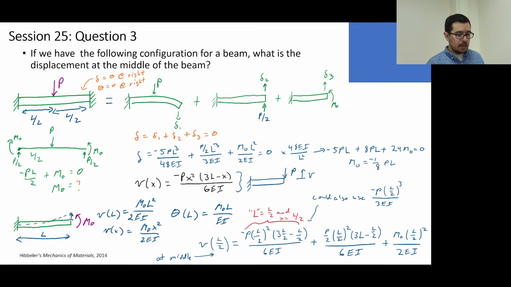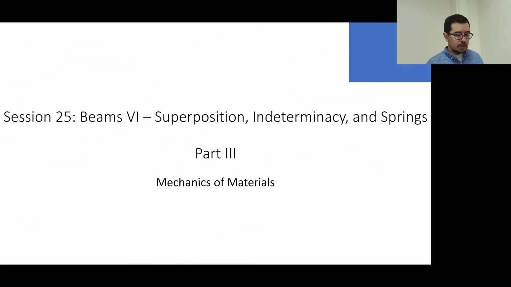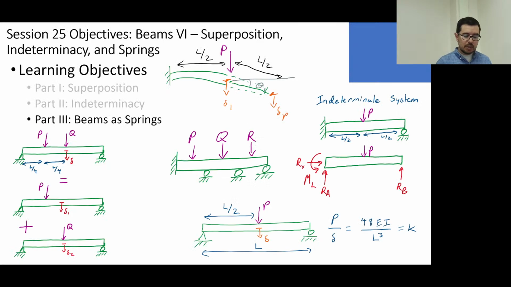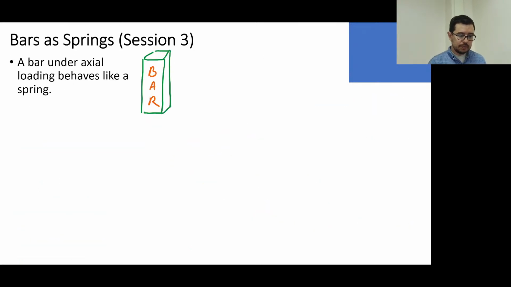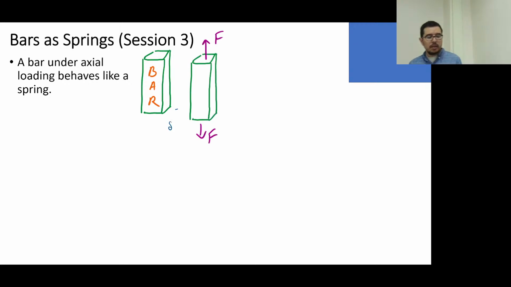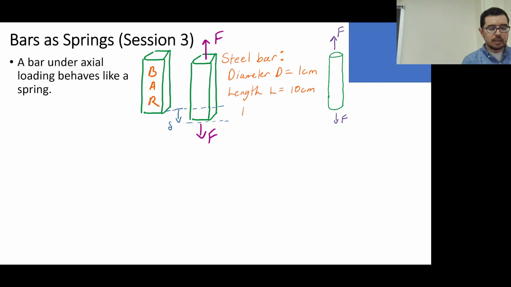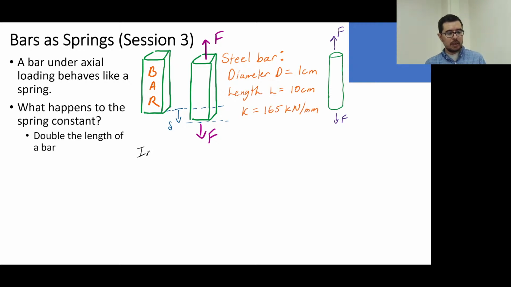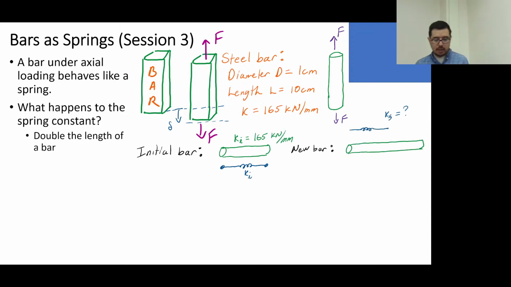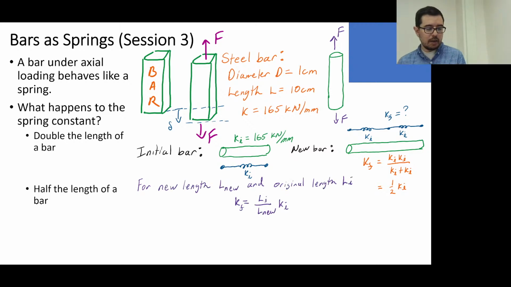So the last topic is just beams as springs, and this is very short. That was the last problem that you have to do for the class, though. The bars as springs, we've talked about this before. We have equivalent spring constants, and we have related them to the material properties, and we can know that the spring constant is EA over L.